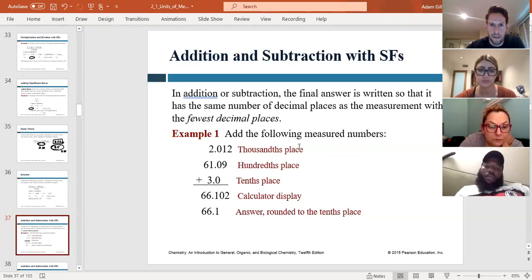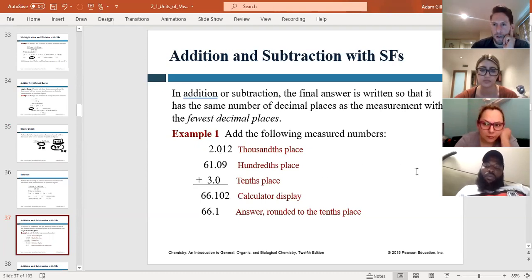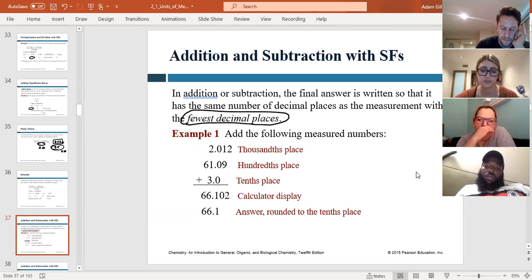The same thing happens with addition and subtraction. You always want to end up with the lowest number of sig figs. So here, if you were adding up 2.012, 69.09, and 3.0, you add all those up on the calculator, it's going to spit out 66.102. But the limiting one was the 3.0. Now, instead of going with the total number of sig figs, you go with the fewest number of decimal places for adding and subtracting.